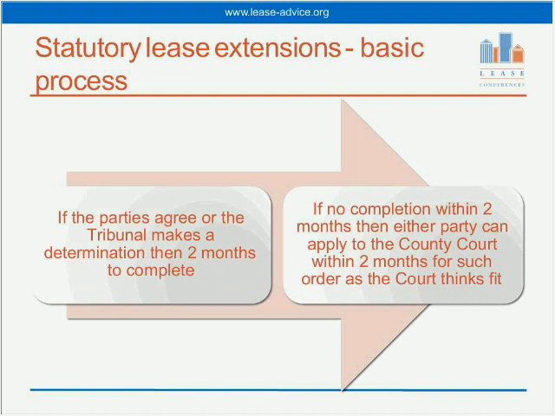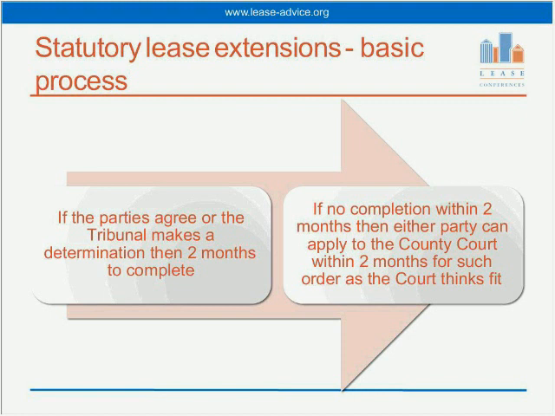Well, if the parties agree the terms of the new lease, including the price, or the tribunal makes a determination, including the price, once everything's been decided either by agreement or by tribunal determination, then, if it's the tribunal, there's a period for appealing, and if it's agreement, it's from the date of agreement. There is then another 2 months to complete, to enter into a binding lease. Now, if no completion takes place within that 2 month period, called the appropriate period, either party can apply to the county court local to where the flat is for such order as the court thinks fit.